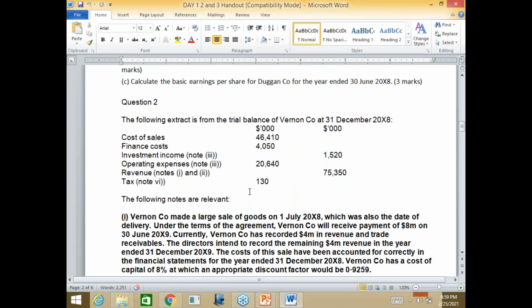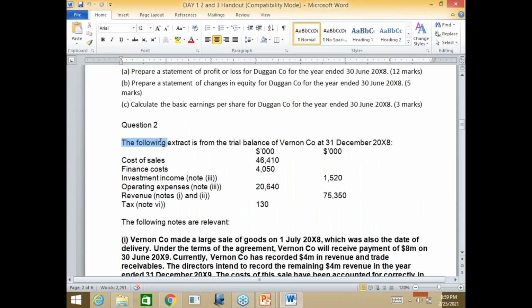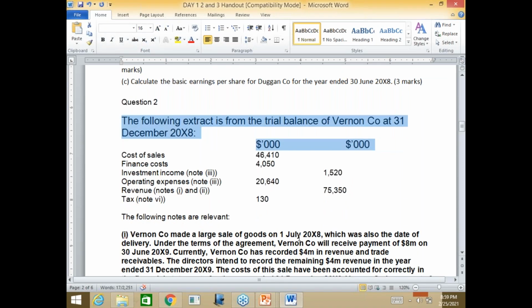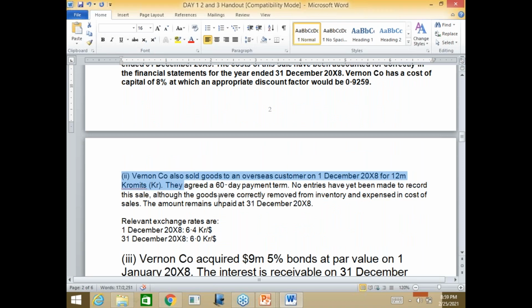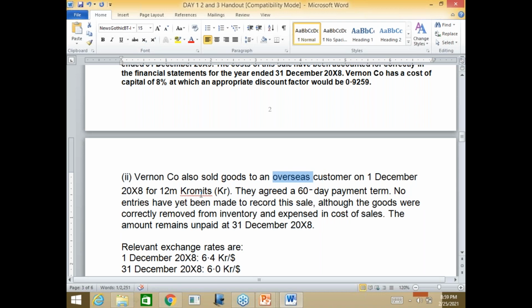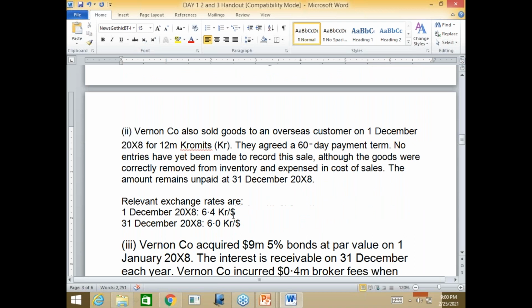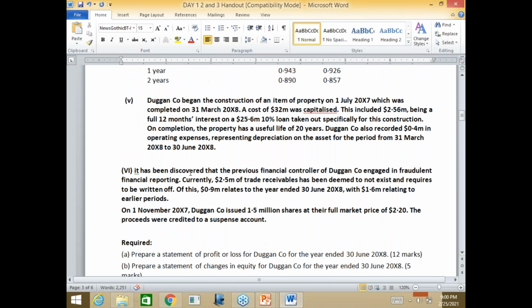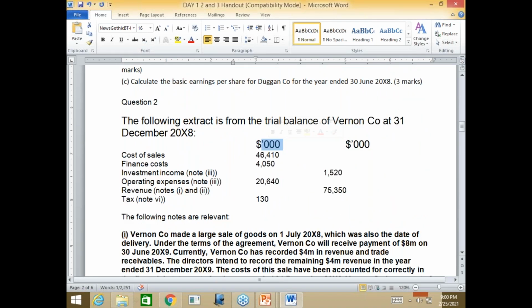Please look at the question. This is the non-question in which everything is available to you in dollars. So this question is actually given to you in dollars, and there is an adjustment of note number 2 in which the company has sold the goods to an overseas customer for 12 million chromate. The chromate is actually my foreign currency, and the rest of the transaction was given in dollars. The dollar is my functional currency.